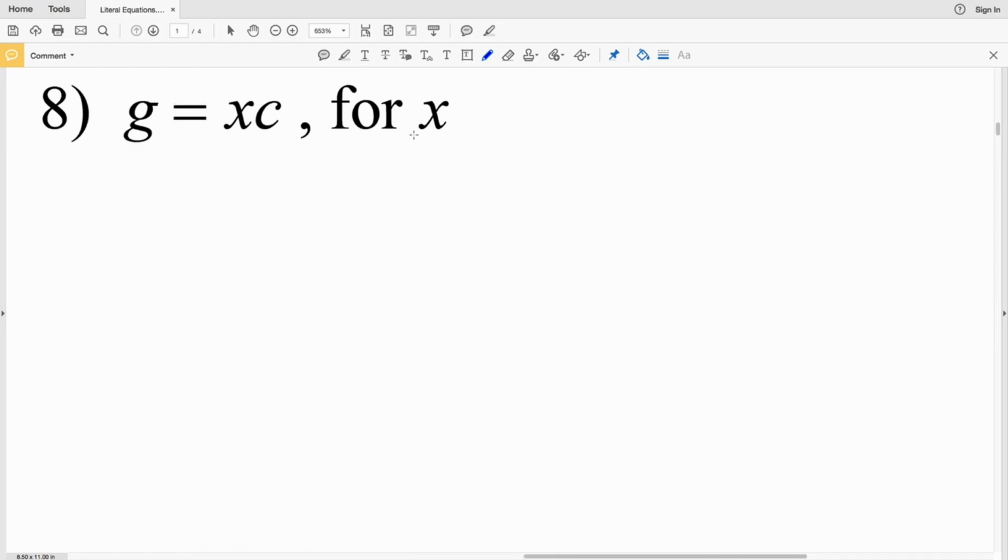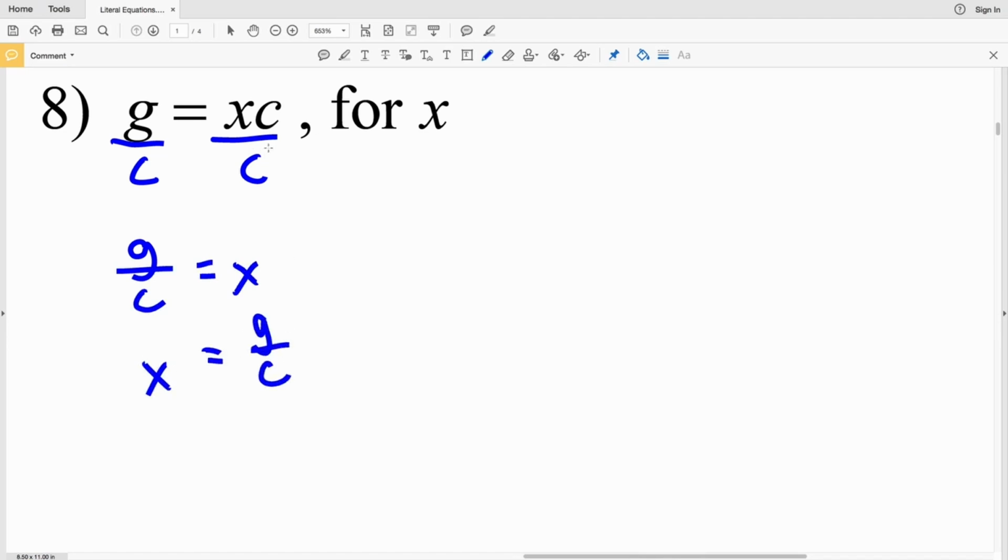In number 8, we're solving for x. So all we have to do is divide by c, and then flip the equation. g over c equals x is the same as saying x equals g over c, since those c's will cancel out.